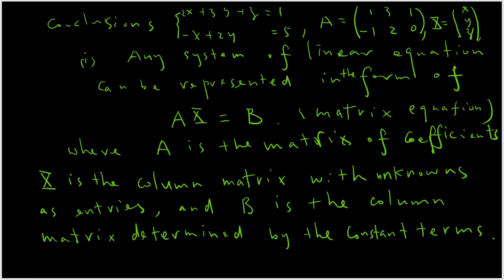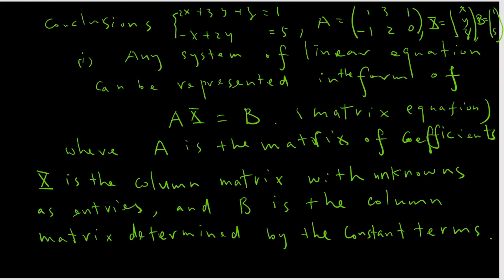I hope I have enough space in here. So B is the column determined by the constant terms. In this case, you have 2 constant terms, 1 and 5, right? You put the 1 in here, you put the 5 in here. I hope it's readable. And then the given system can be represented using an equation of 3 matrices as A times X equals B.